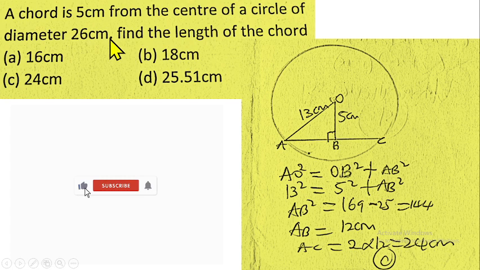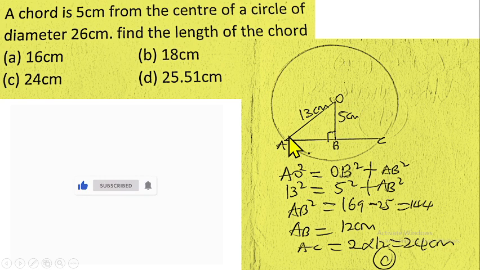So in this case, we cannot use the other formula that we use to find the length of the chord. Here we are given the distance of the chord from the center of the circle. So this is the center of the circle, this is the chord, and the distance of the chord from the center is 5 centimeters, and we are given the diameter, which is 26 centimeters. So we can find the radius. If the diameter is 26, that means the radius is 13. So that means the radius OA is 13.